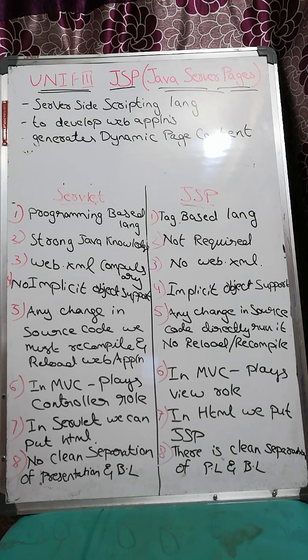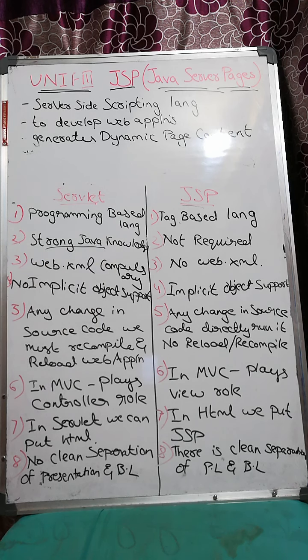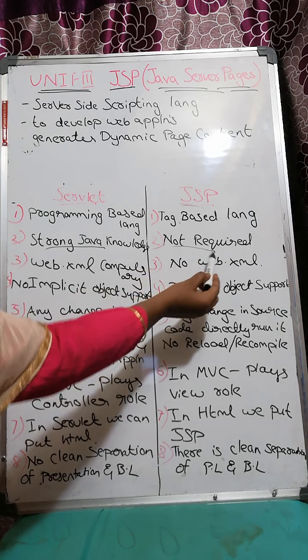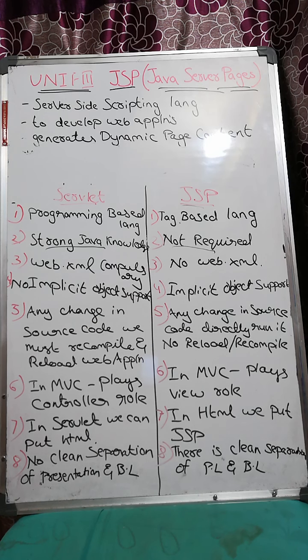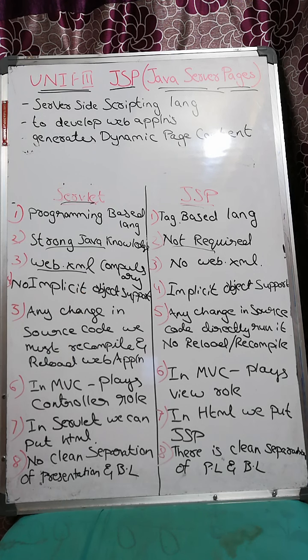Next, the second difference is that to work with servlets, strong Java knowledge is required, but coming to JSP, programming knowledge is not required. Next, the third difference is that in order to work with servlet, compulsorily you have to take the help of web.xml. It is called the deployment descriptor. You have to write this web.xml file. But coming to JSP, web.xml is not needed. Without web.xml, we can run our JSP program and we can see the output.